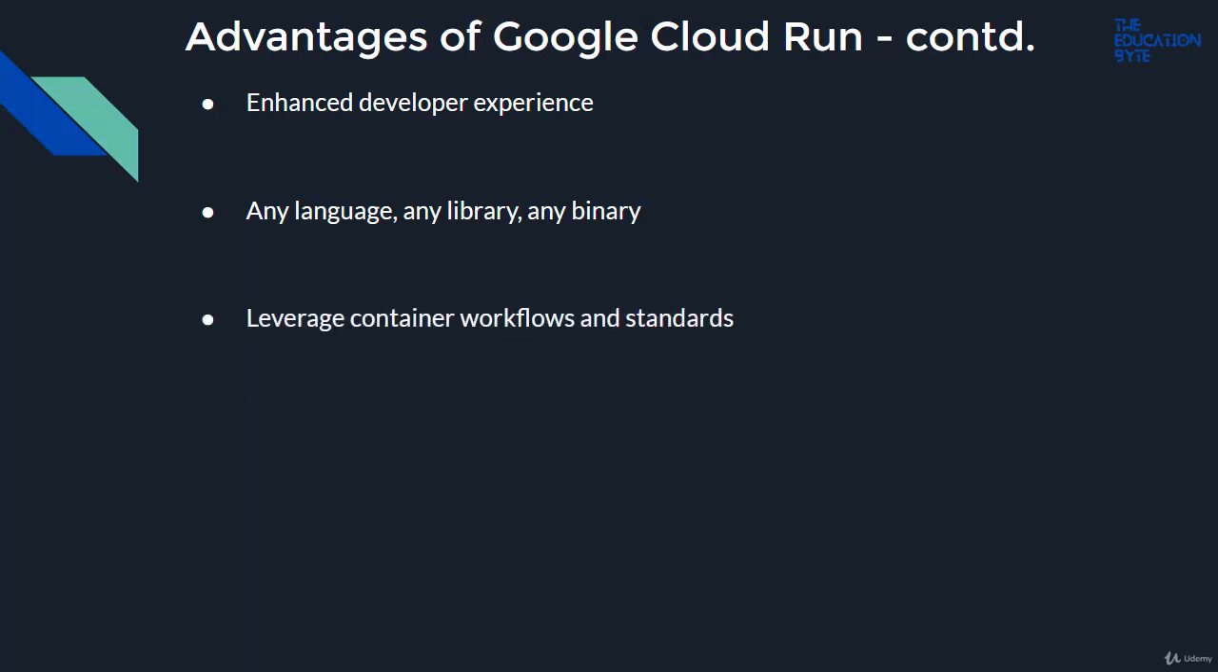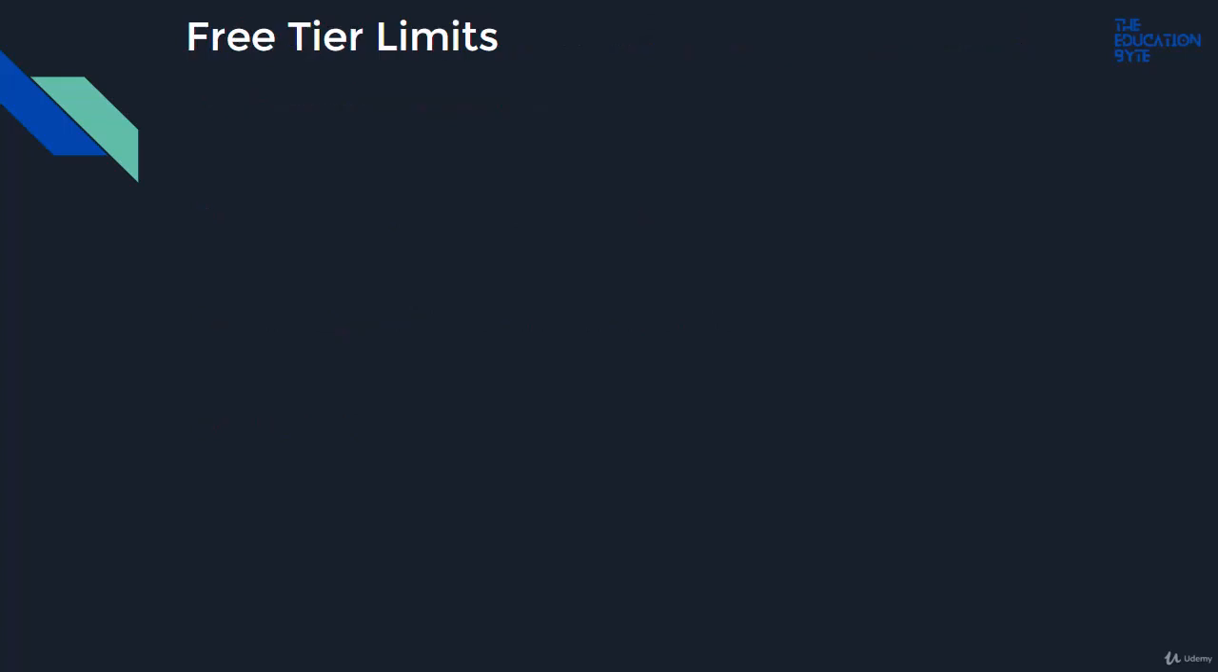You can leverage container workflow and standards. Containers have become a standard to package and deploy code and its dependencies these days. So Cloud Run pairs great with the container ecosystem, which is Cloud Build, Cloud Code, Artifact Registry, and Docker. And you only pay per use, which means that you only pay when your code is running, billed to the nearest 100 milliseconds. So let's take a look at the free tier limits.